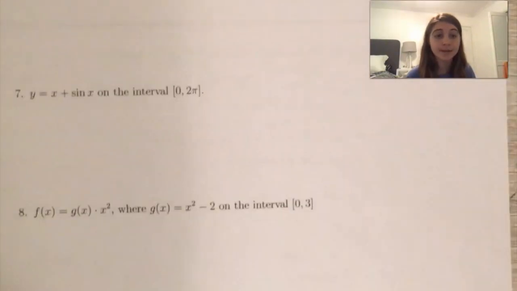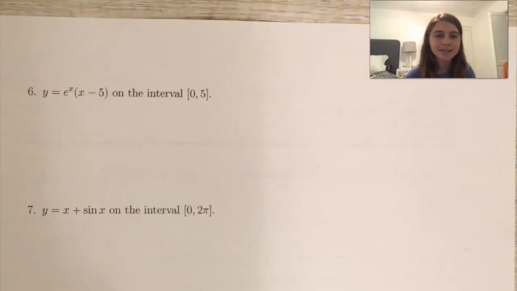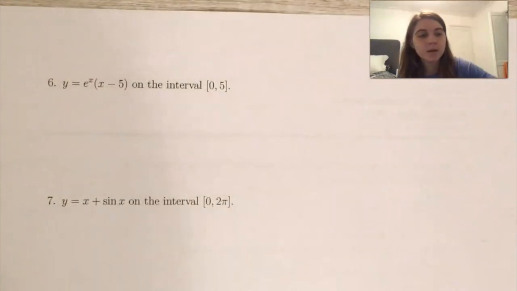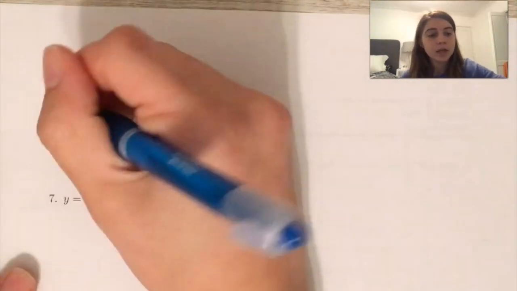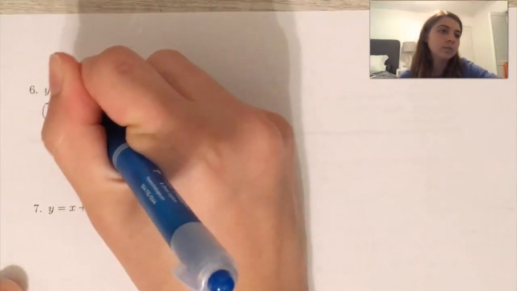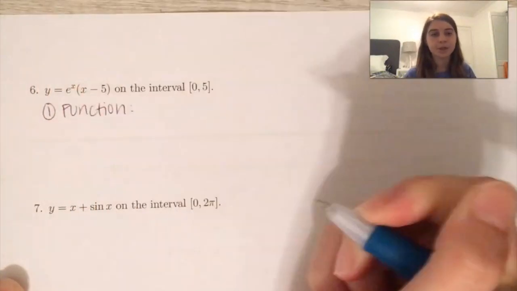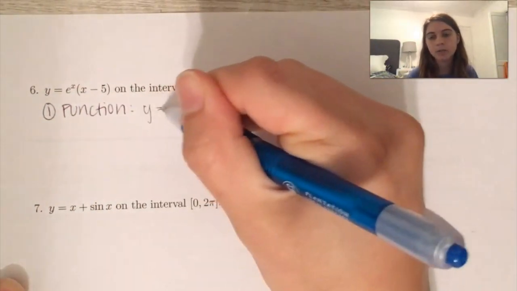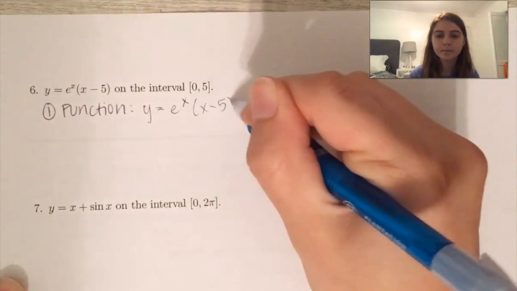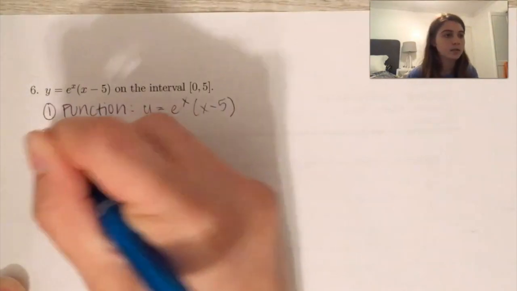Okay, now we get to go to the other side. I always think it's kind of exciting when I get to the other side of the worksheet, like we're making progress. This one is another fun factoring one. Once again, the function is just y equals e to the x times x minus 5. And then we're going to take those critical points.